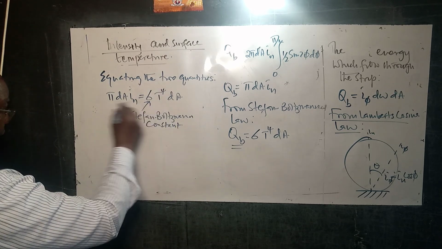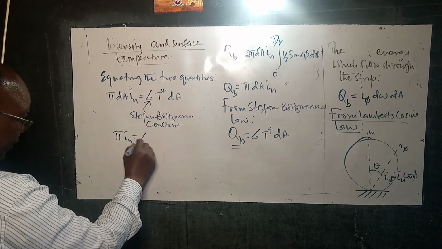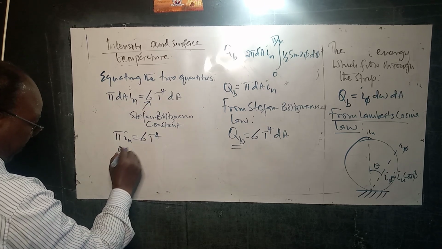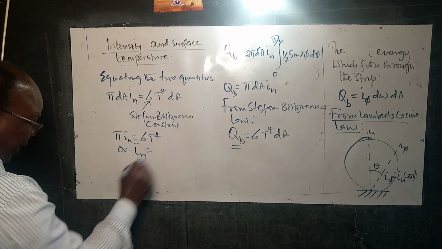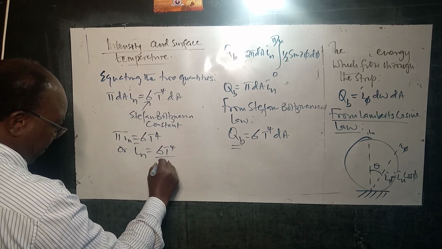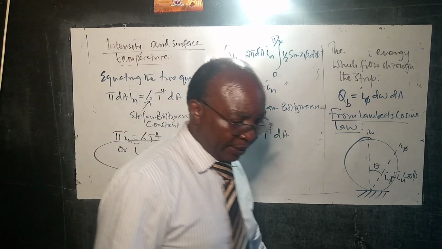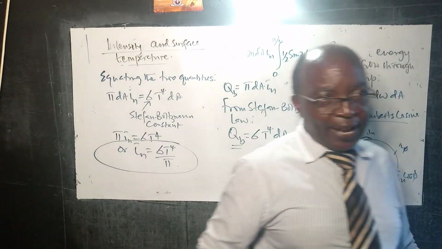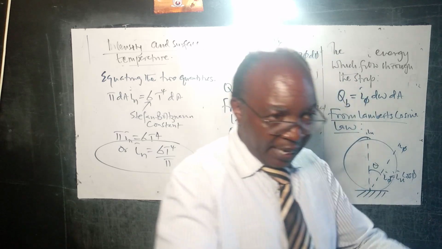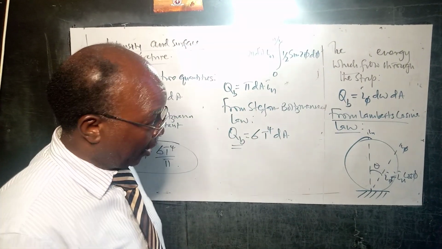So what do we have? We now have pi I_N equals sigma T^4, or the intensity from the normal is sigma T^4 over pi. That's a very important result. So in other words, you are able to relate the intensity to the temperature of the emitting surface, in this case talking about the black body.